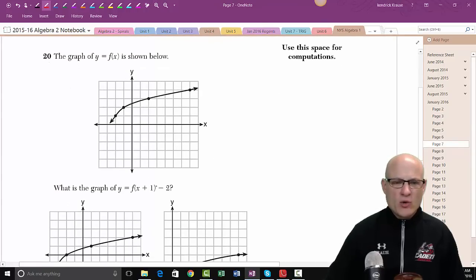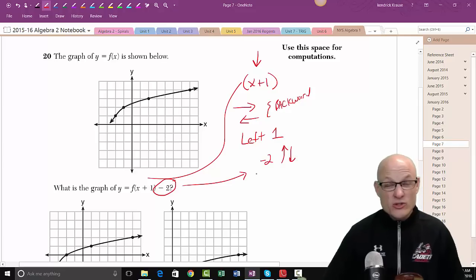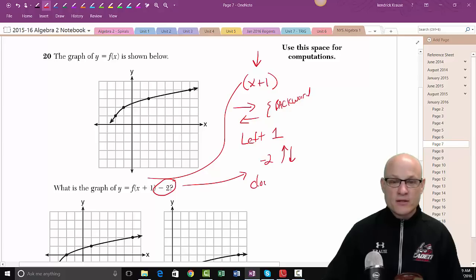All right, so you need to know what these things mean. X plus 1 inside the parentheses is a shift to the right or a shift to the left. And this one you want to remember is backwards from what you normally would think. So because it's a plus 1, we're going to go left 1. Now, we also have a minus 2 on the outside. The minus 2 on the outside tells us we're either going to go up or down, what you normally would think. So because this is minus, we're going to go down 2.